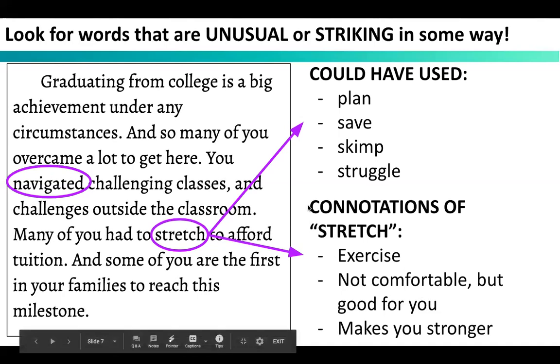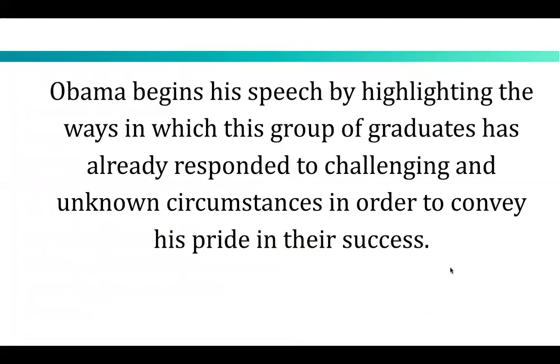So looking at the similarities between those two words, that's going to lead me into my topic sentence, which for this paragraph would look something like this. Obama begins his speech by highlighting the ways in which this group of graduates has already responded to challenging and unknown circumstances in order to convey his pride in their success.